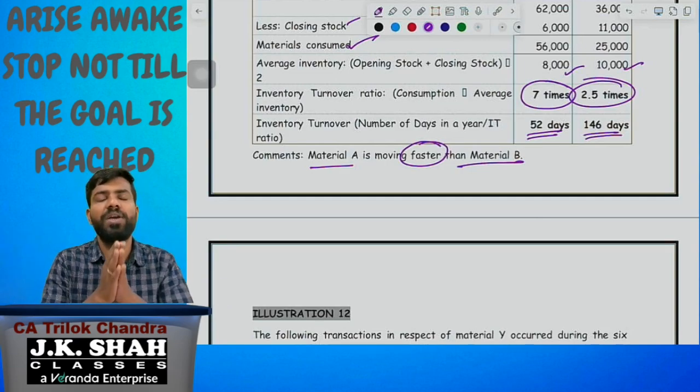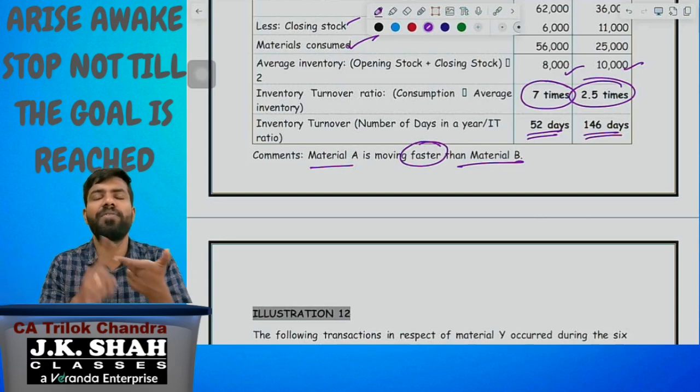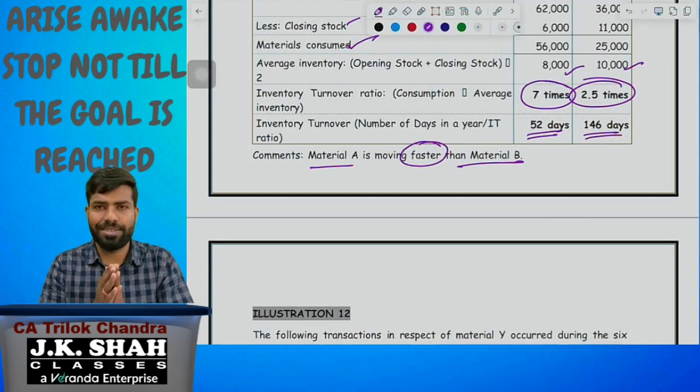Apart from this, we are yet to discuss two concepts: stock classification and stock registers. When it comes to stock registers in our syllabus, they are not straightforward questions, they are application oriented. We'll look into that in the next class.